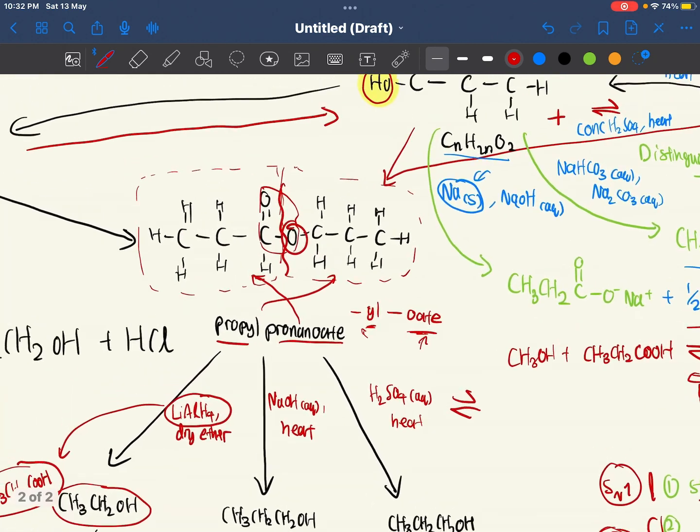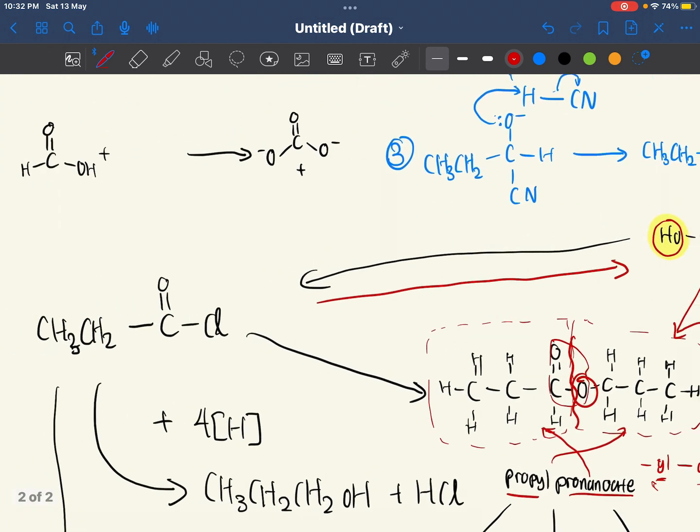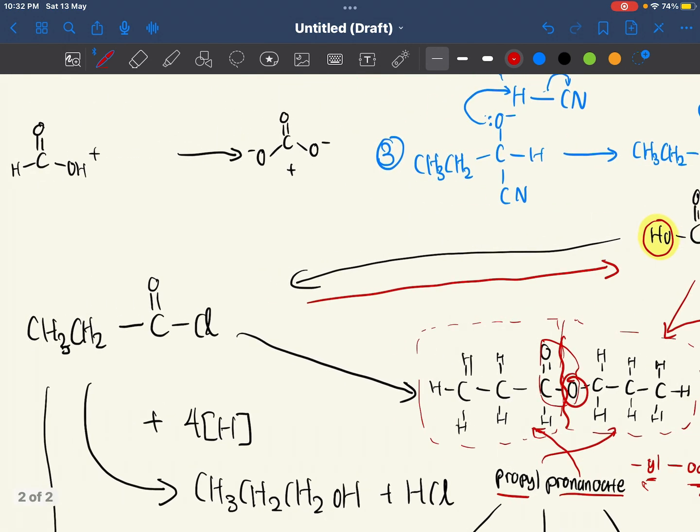Okay, so that's how we form, from our carboxylic acid all the way to an acyl chloride. So over here we have our propanoyl chloride.